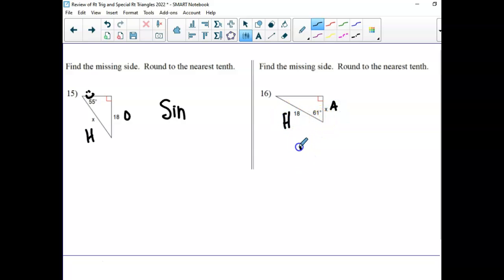Adjacent and hypotenuse would be cosine. Everybody okay? Do you need me to do another proportion or two?